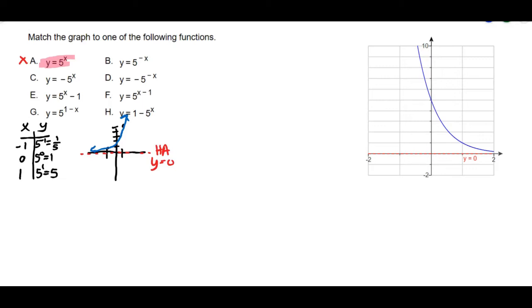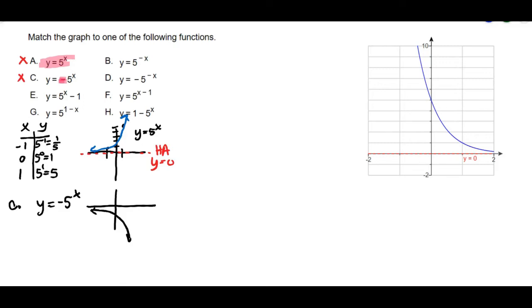Taking a look at the next one, y equals negative 5 to the x. This negative here is a vertical reflection. Let me just label this. This picture is y equals 5 to the x. We're going to start with this picture every time we draw one of these graphs. So for answer choice C, y equals negative 5 to the x, that negative vertically reflects the graph, which would make it look like this. You can see that that's clearly not the right answer choice.